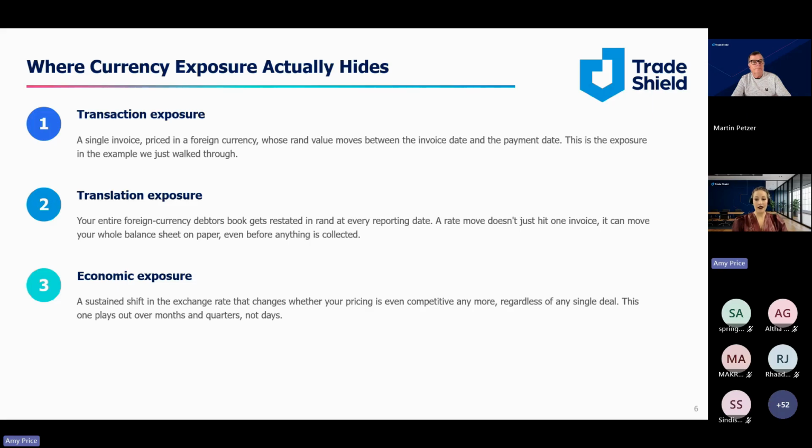The second one is the translation exposure. This is your whole foreign currency debtors book that gets restated in rands every time you close a reporting period. So you're also having to keep up to date. You have all these customers, maybe in different countries, maybe in different currencies, and you have to translate that back into rands. And then there's that translation exposure as well. Even if it's a single customer that has paid or hasn't paid, or has defaulted or hasn't defaulted, you're still going to translate that value into a rand value.